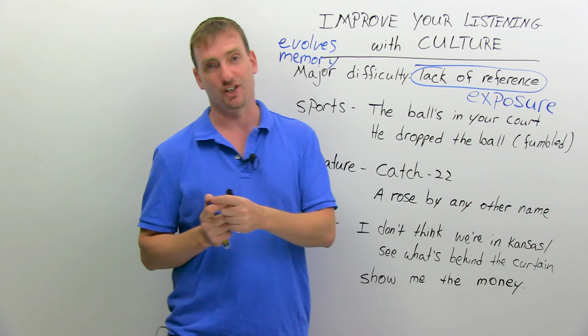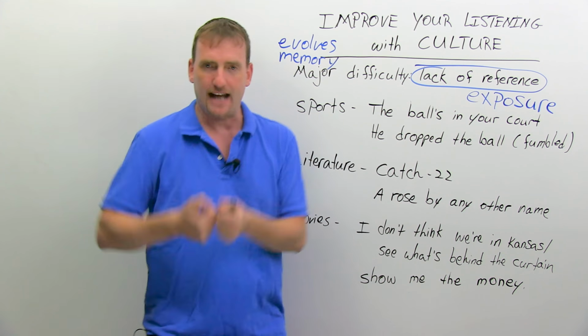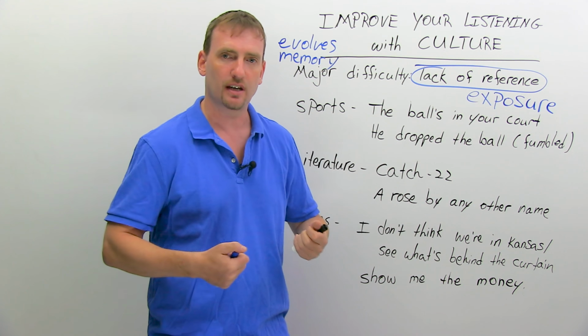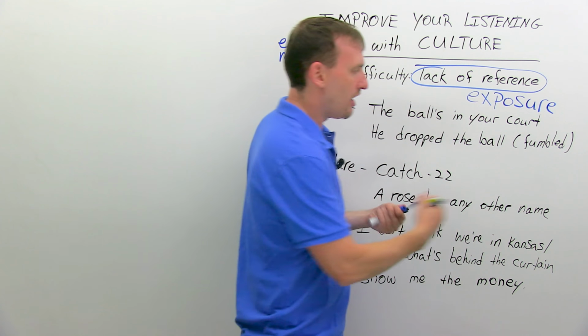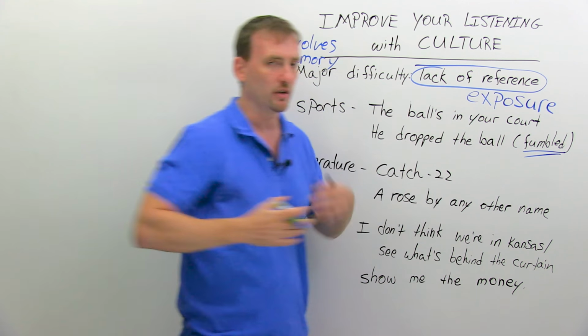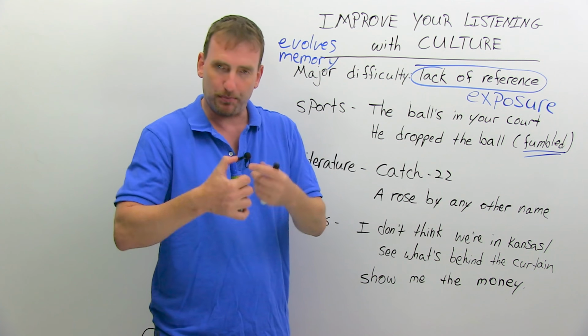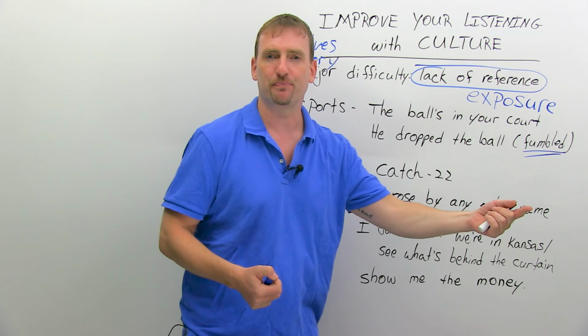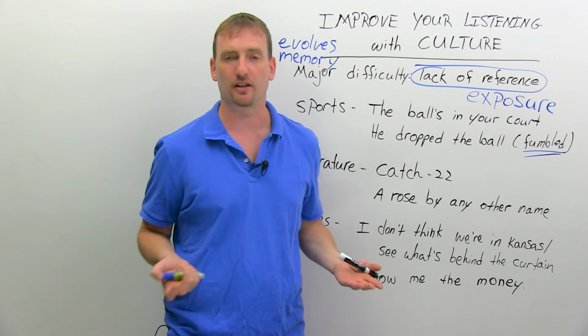football analogy, American football. So the player catches the ball and he's running down the field and he gets tackled. If he drops the ball, now they also call it fumble. You can say, oh, he totally fumbled it, or he dropped the ball. Same meaning. If the ball drops, the other team can pick it up and run the opposite direction and score, and you're going to lose the game.